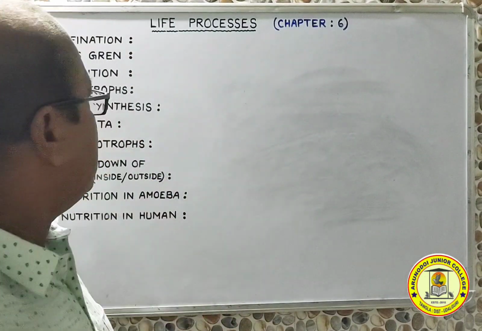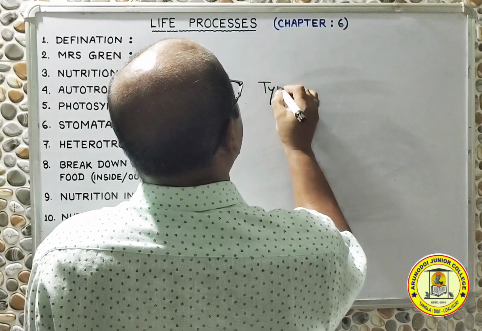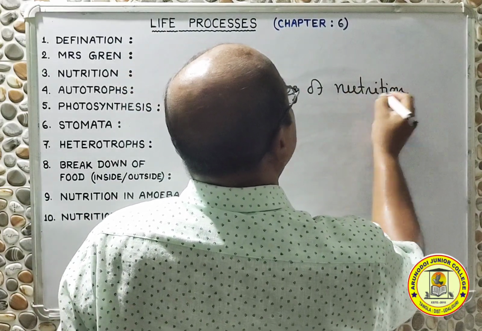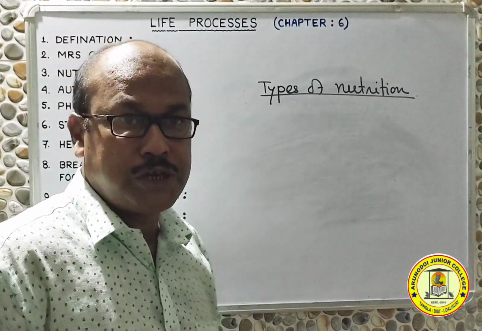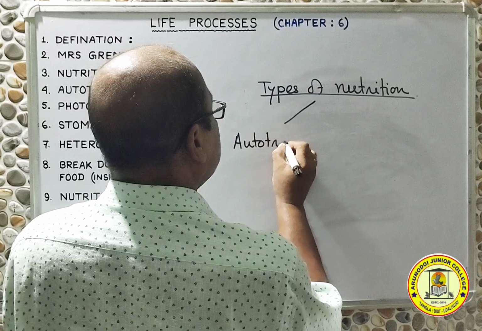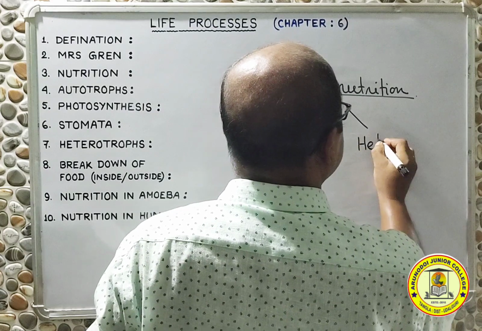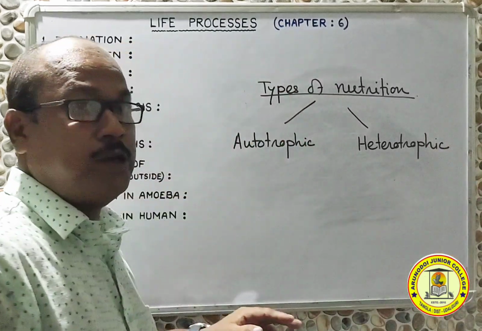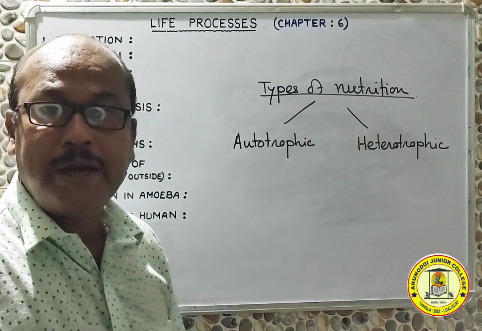And then we are coming to autotrophic nutrition. But before that, nutrition has types. Nutrition is of different types. In the class 10 syllabus, 2 types of nutrition are given. Number 1 is autotrophic, and the second is heterotrophic. These 2 words you have learned in your lower classes as well. Autotrophic nutrition and heterotrophic nutrition are the 2 main types of nutrition.